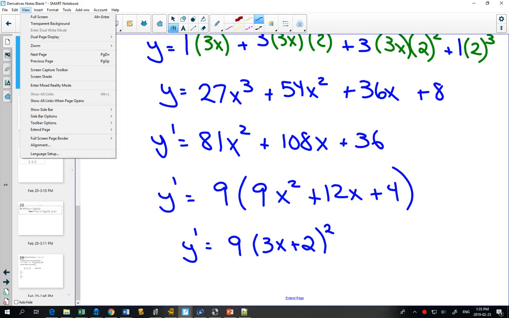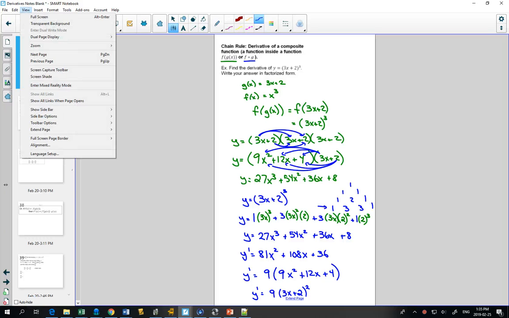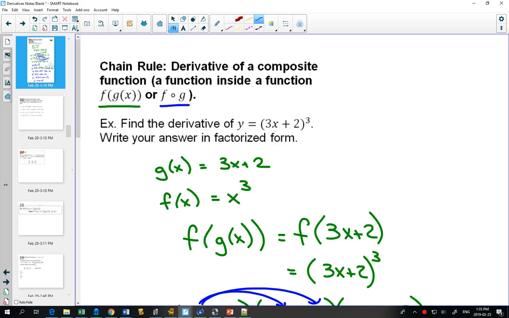View the entire page that we've done so far. There's got to be a shortcut that I can just look at this and get my answer right away. My answer, after doing it in factored form, was 9 bracket 3x plus 2 bracket squared. And notice, if I go back to the beginning, we just figured out that our derivative was 9 times 3x plus 2 squared.